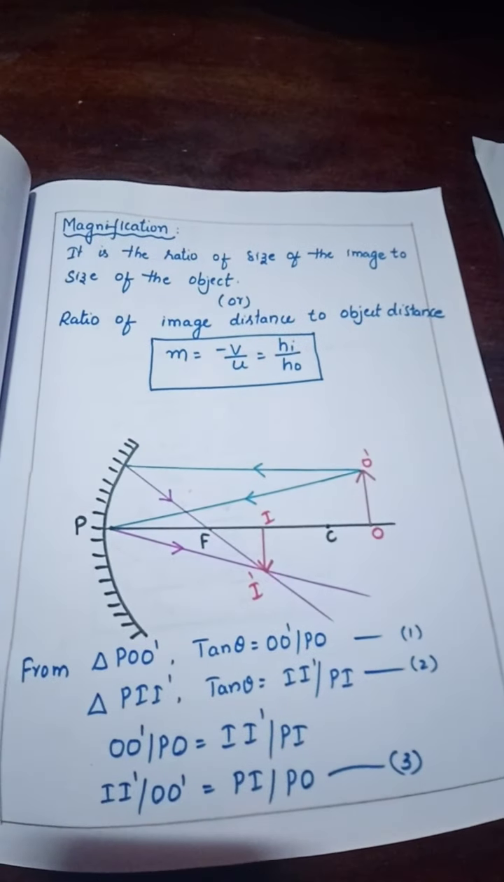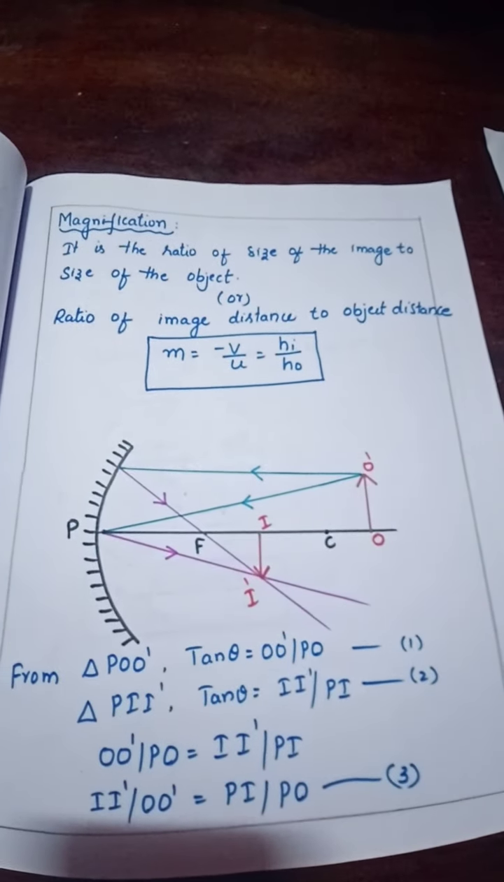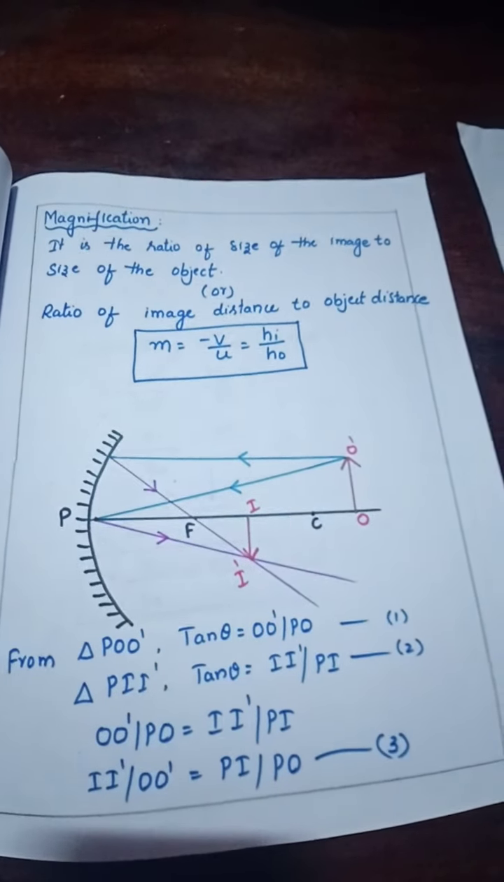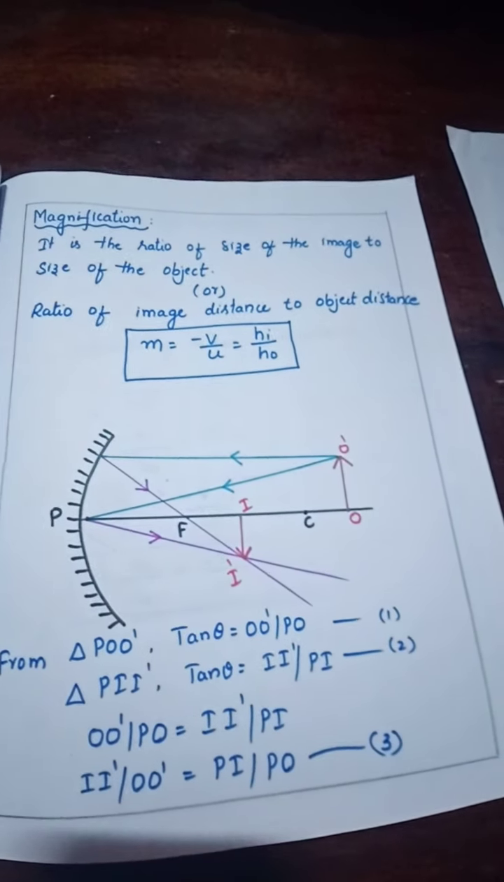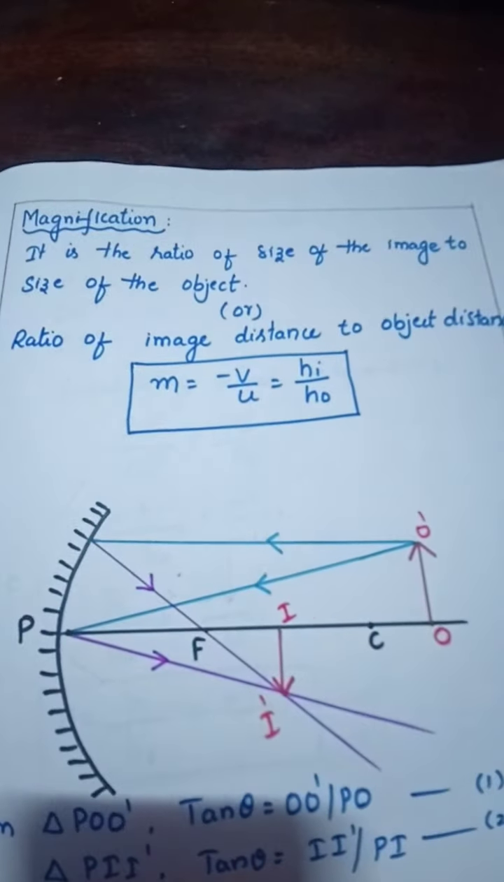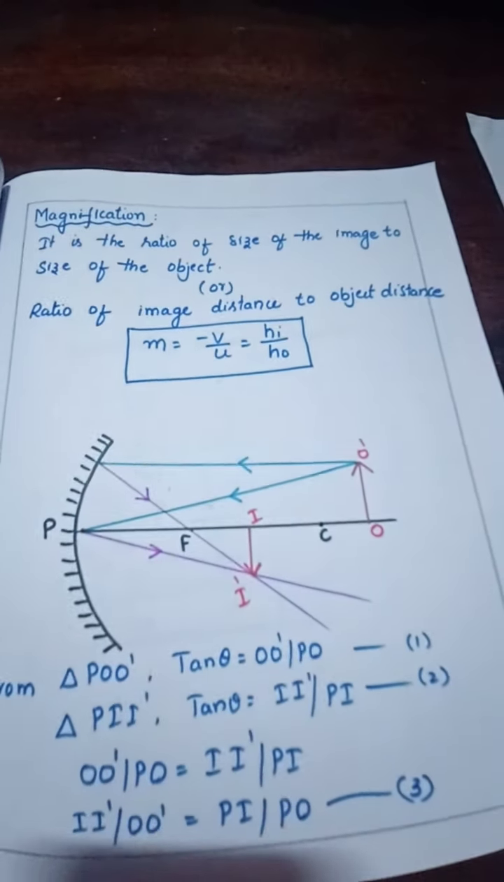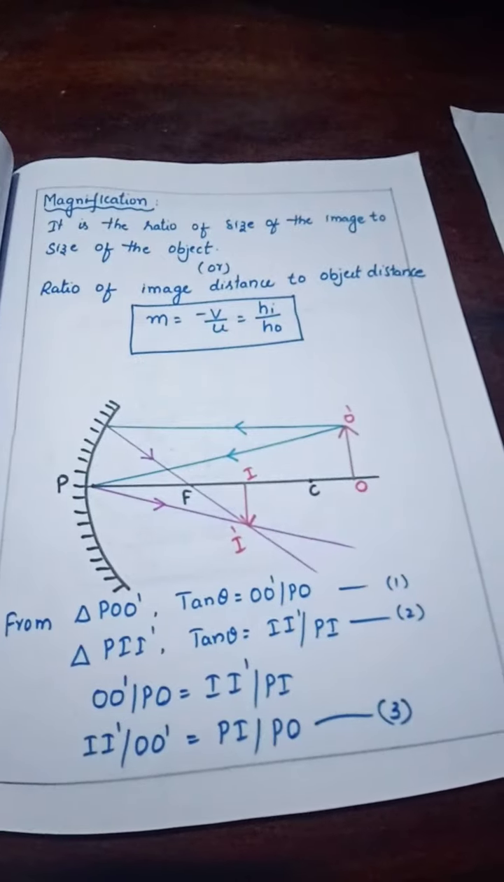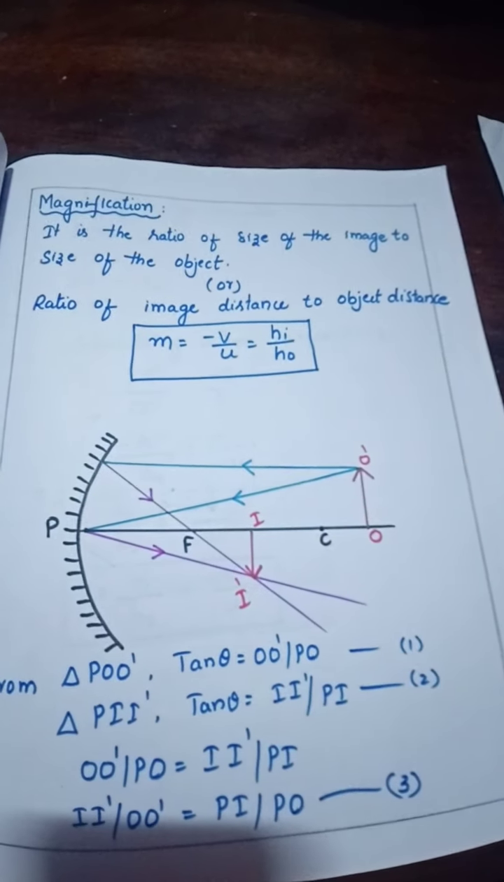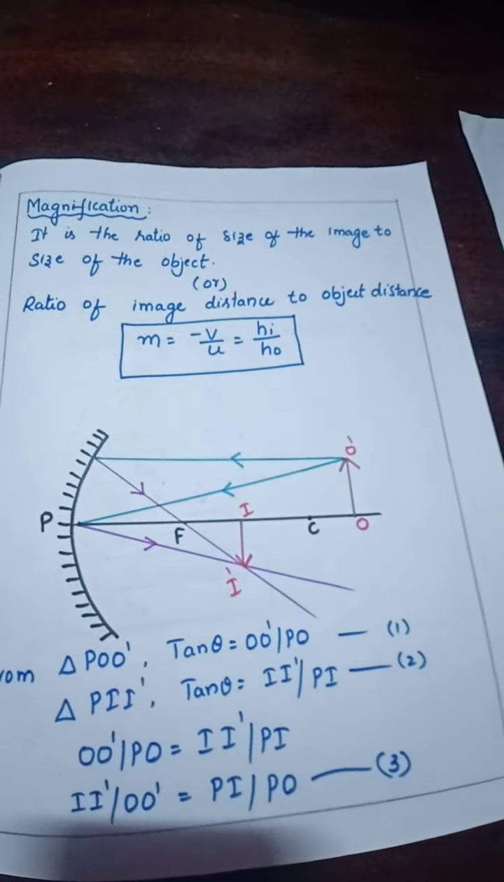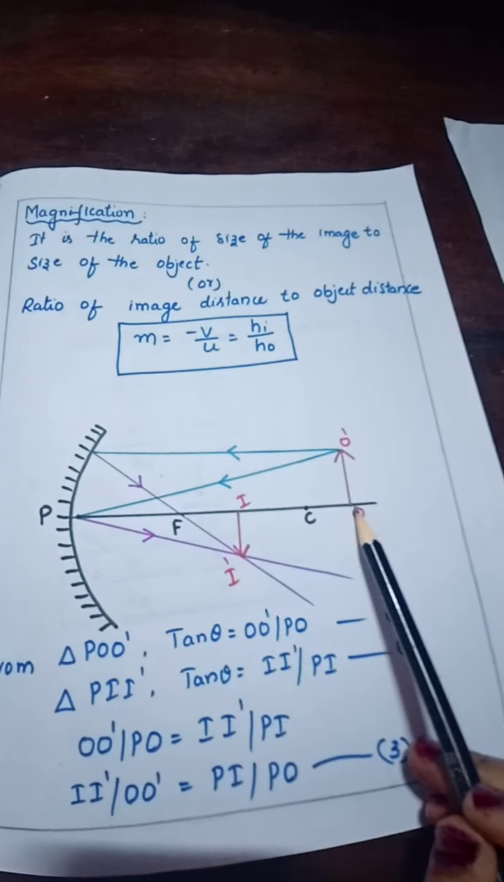Magnification is the ratio of the size of the image to the size of the object, or also the ratio of the image distance to the object distance. The formula is m equals minus v by u equals hi by h naught. This is another derivation. For this derivation we consider an object beyond the center of curvature.